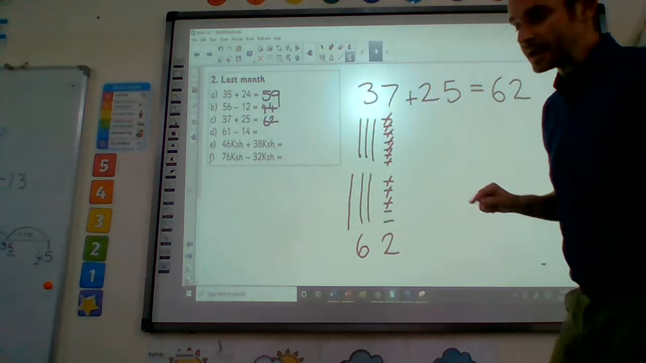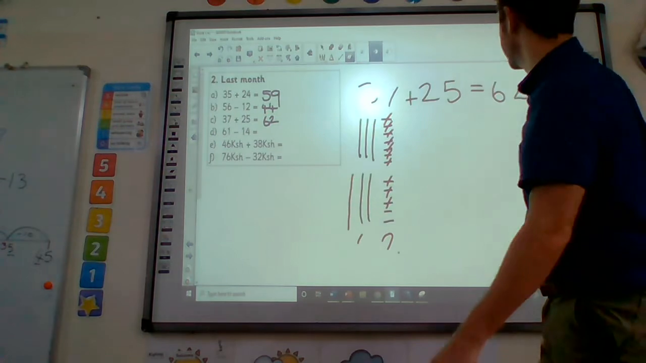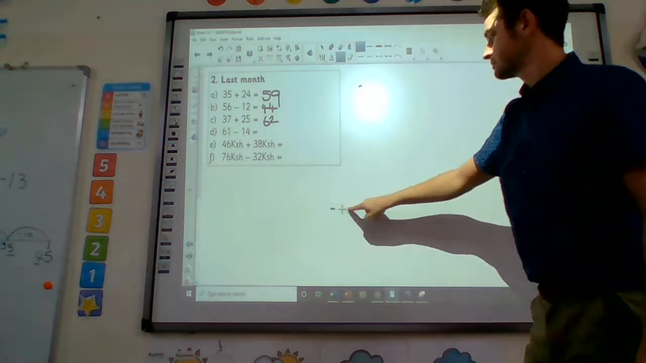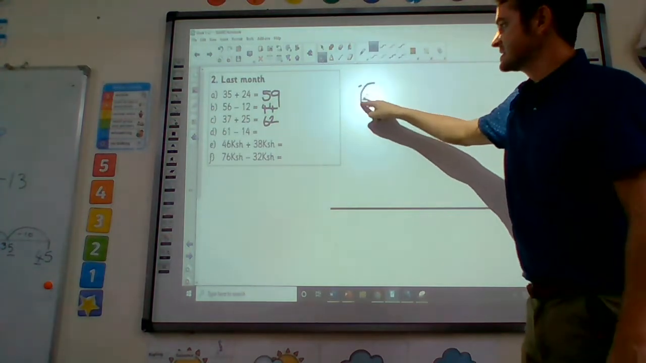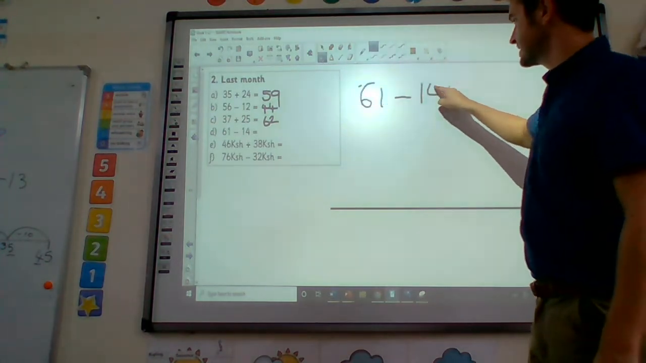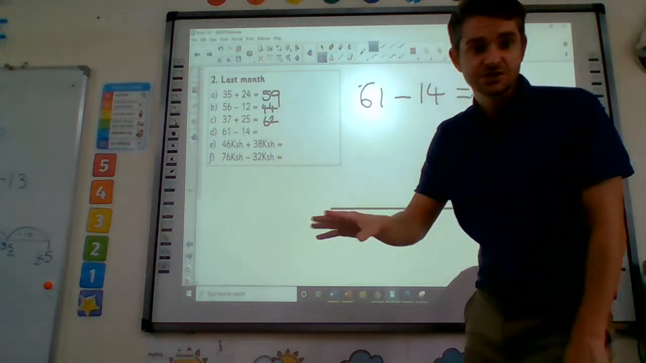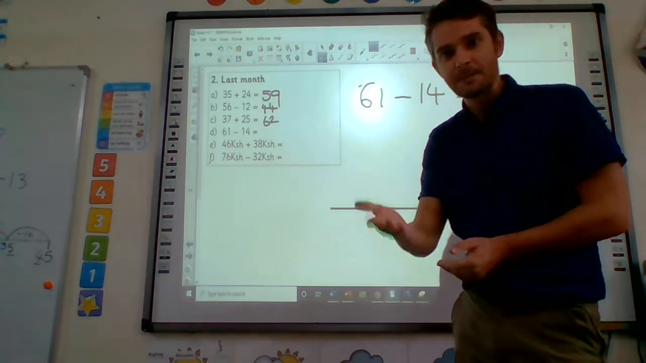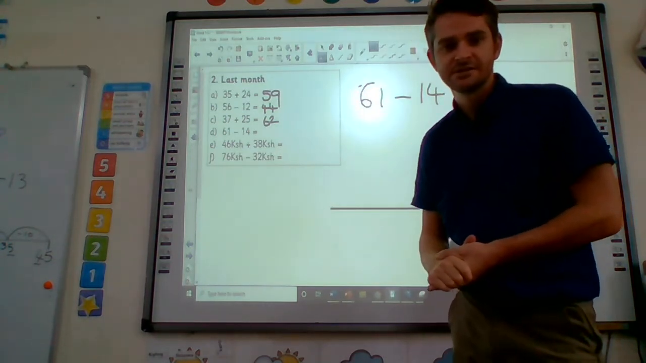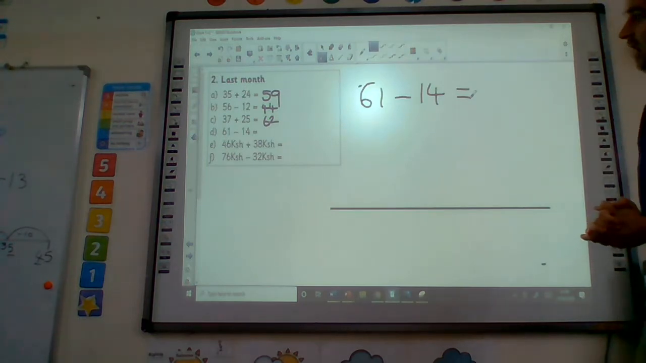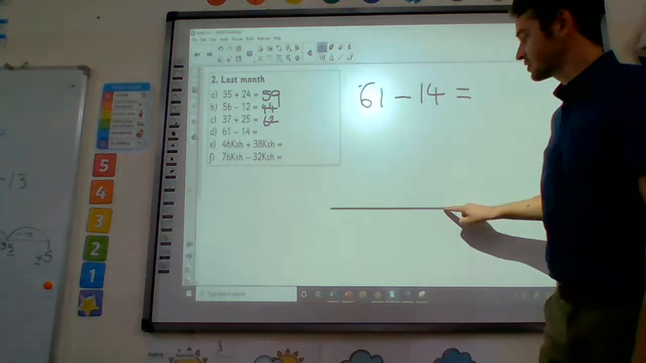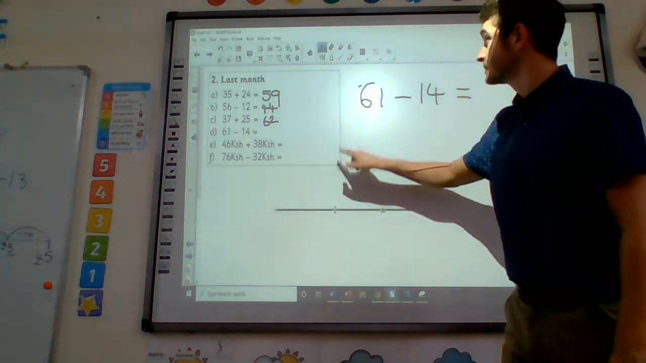D is another subtract. So I'm going to need another number line. Have a go yourself at D. The question is 61, take away 14. Use a number line to solve that question now. Come back to me when you finish. Okay, I'm going to show you how I would solve it. Let me move my number line across a bit so we can all see.